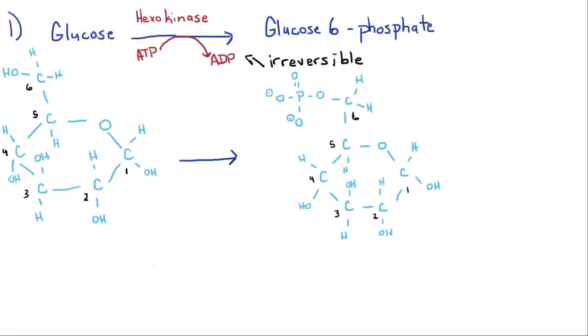The first step of glycolysis is when the molecule glucose is converted to glucose 6-phosphate using the enzyme hexokinase, and this is going to use one molecule of ATP, produce one molecule of ADP. This enzyme is going to take that last high energy phosphate bond from ATP and it's going to stick it on the 6th carbon here of glucose, as you can see.